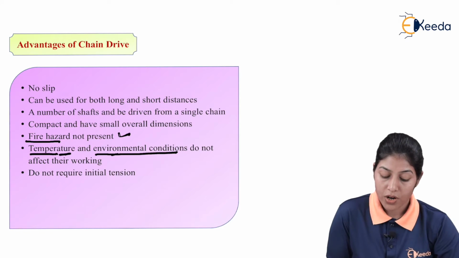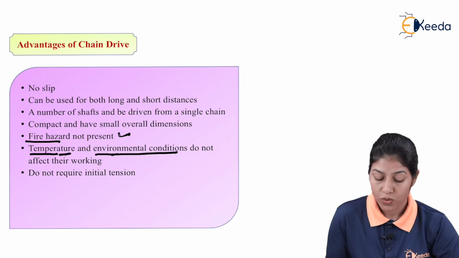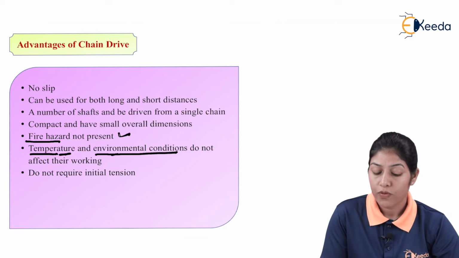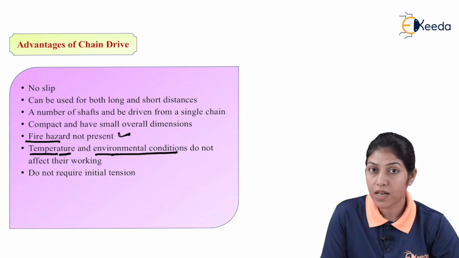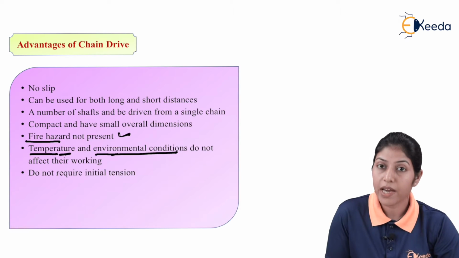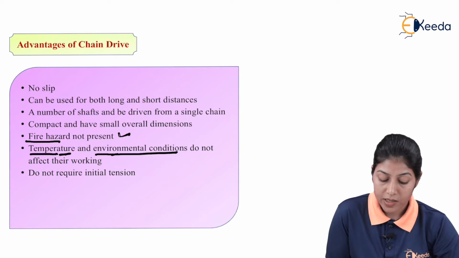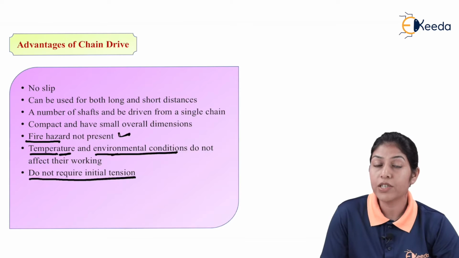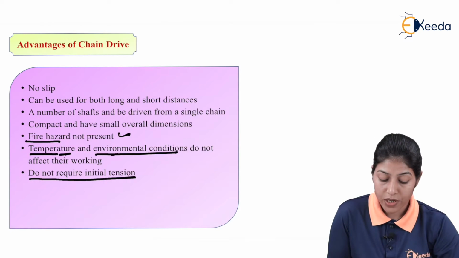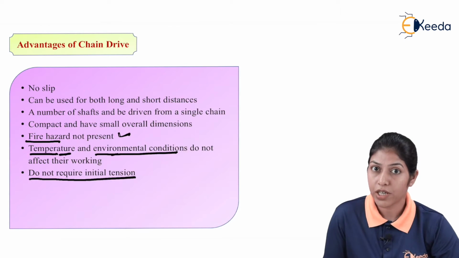And it does not require initial tension also. Belt is made of different types of fiber as well as rubber, so it requires initial tension to provide frictional grip. But this is not made of any stretchable material, so it will not require any initial tension.